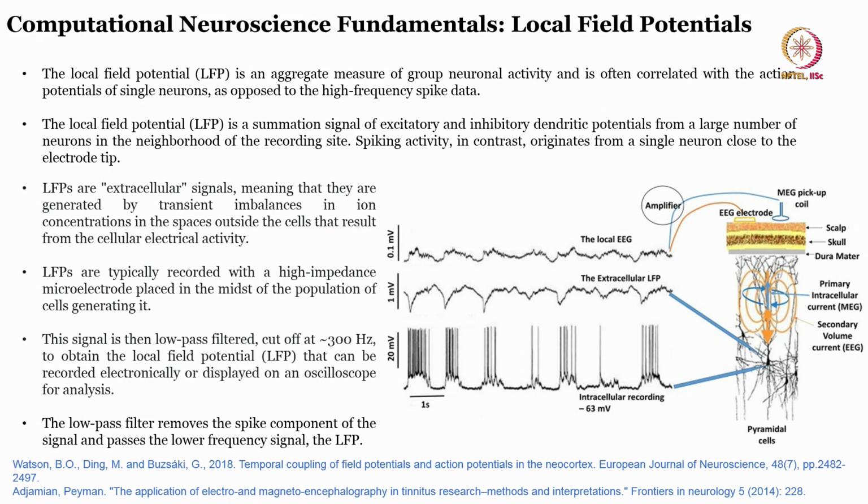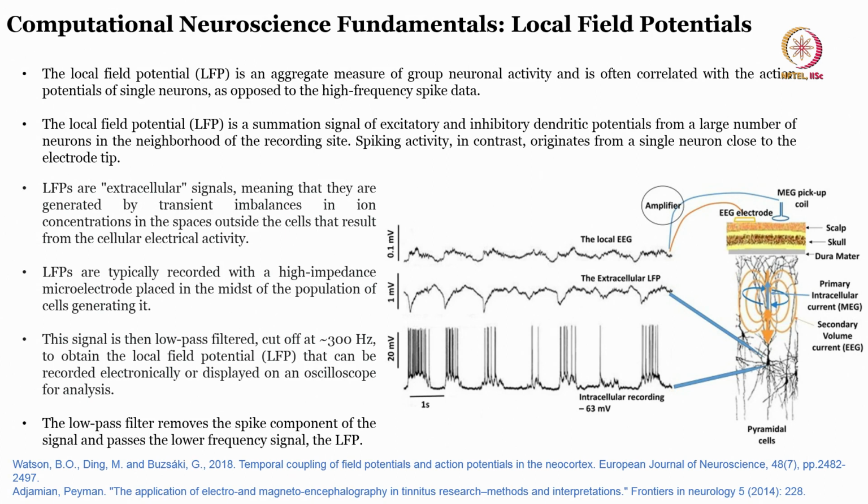I told you that for one single neuron you just measure the action potential, but if you have a group of neurons that contribute to a signal, that is where we have the summation of the signals from the neurons, and we call this an LFP. The spiking activity, in contrast, originates from a single neuron close to the electrode tip. LFPs are extracellular signals, and generally, whatever we have seen until now, whether it is the ECoG signal for epilepsy or the ECoG signal for Parkinson's, those are all LFPs.